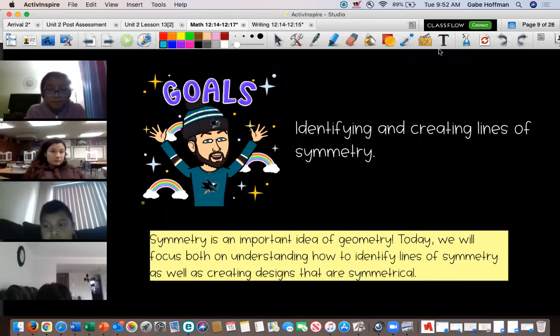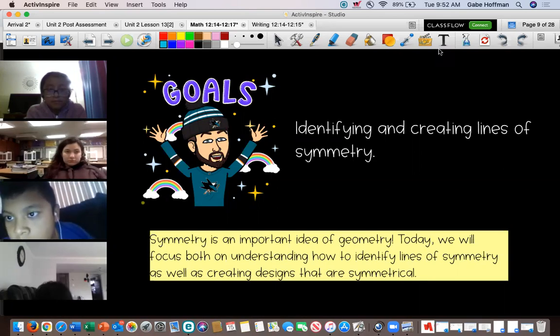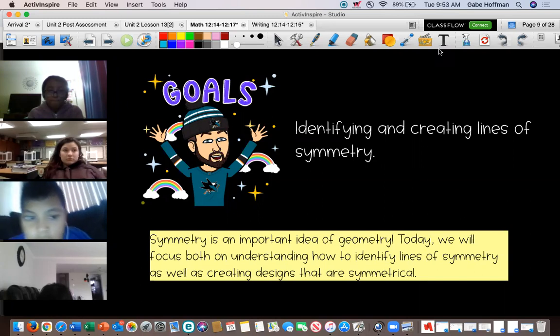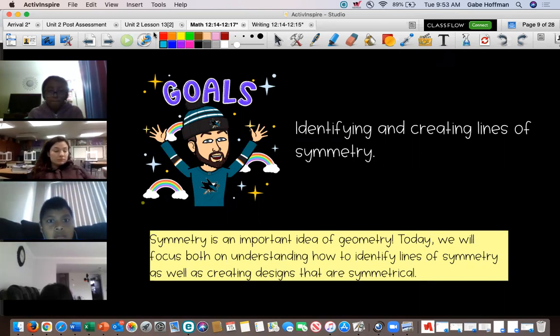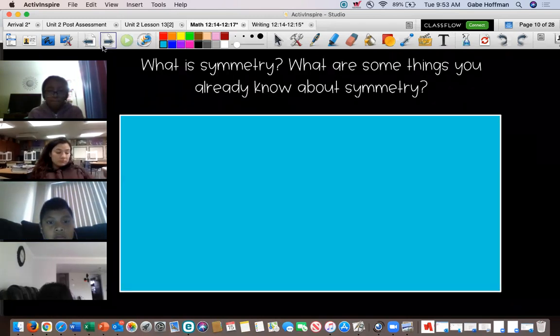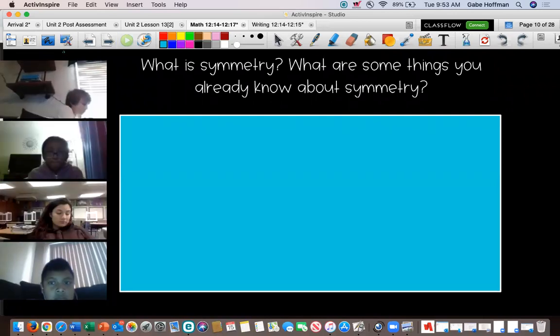And I want to focus too, symmetry is a very important idea of geometry. We're going to use it a lot as we move forward with quadrilaterals and identifying angles too. So we need to be able to look at a shape or an object and say, yes, that is symmetrical or not. So before we talk about what it is, does anybody remember anything from second grade, third grade about what symmetry means?